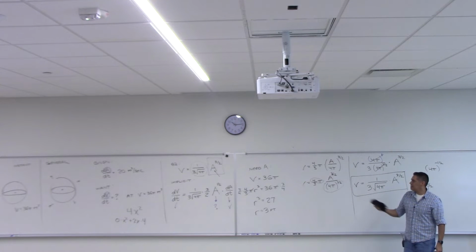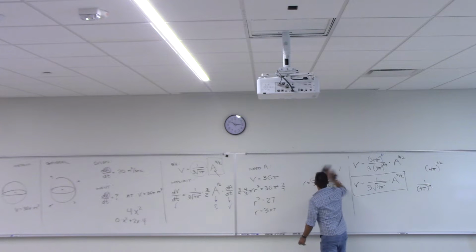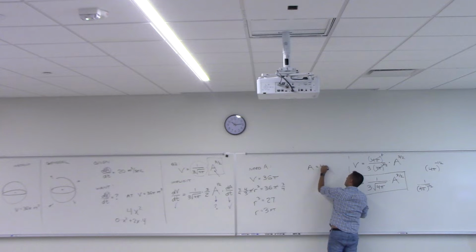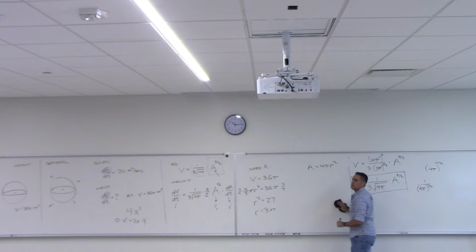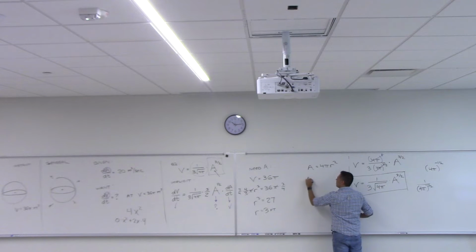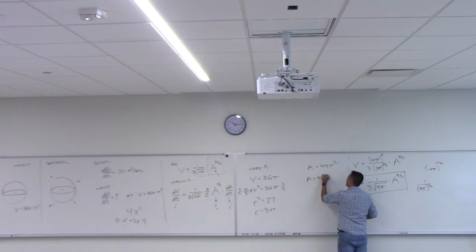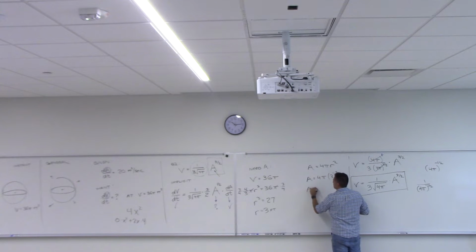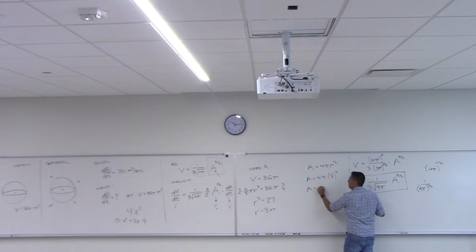Now that's not what we're looking for. We're looking for the area, right? But we have the area formula. What's the area formula? Area is 4 pi r squared, right? And so I know that the area for us would be 4 pi times 3 squared, because the radius is 3. So the area must be 36 pi?